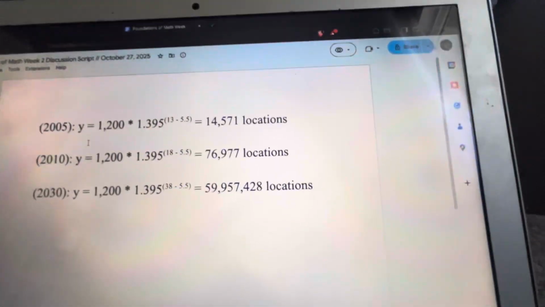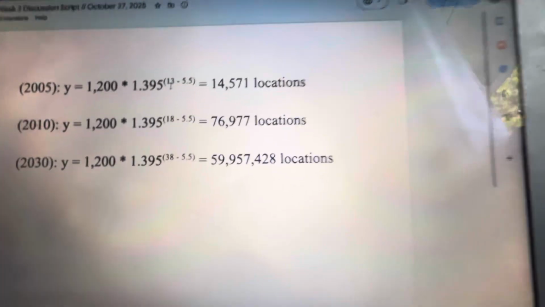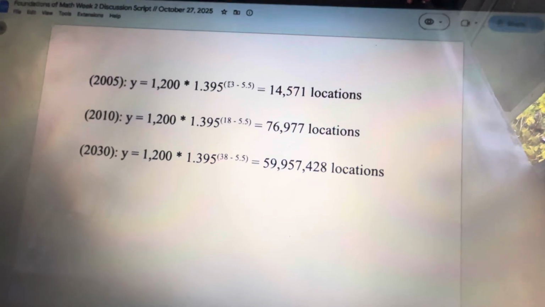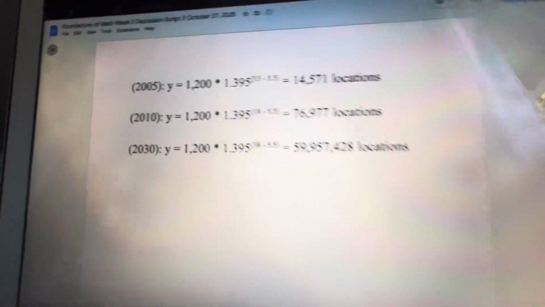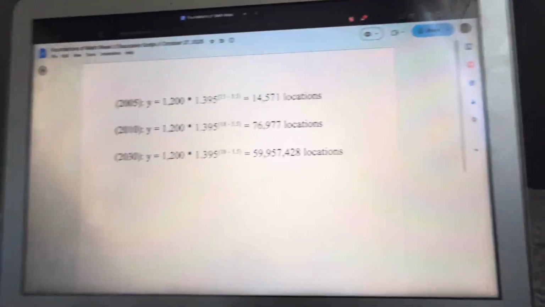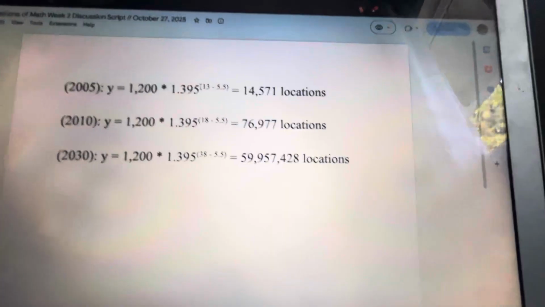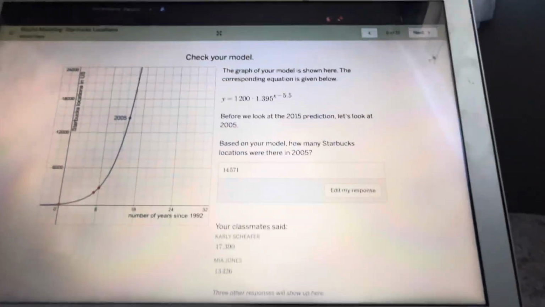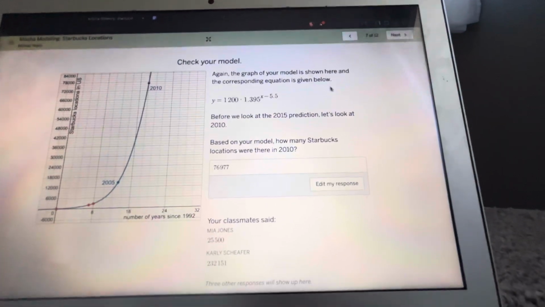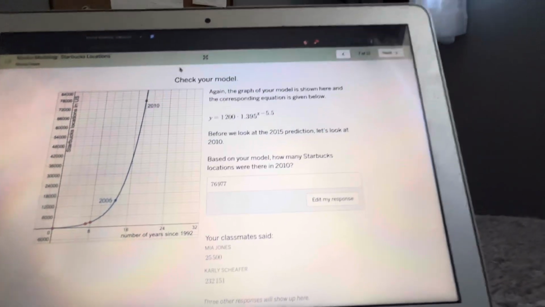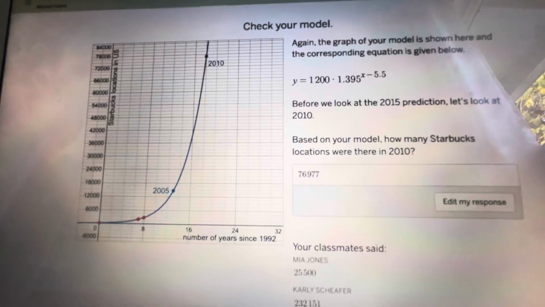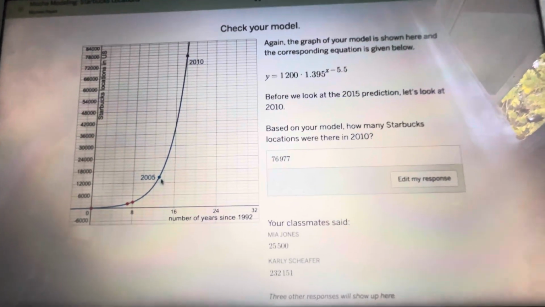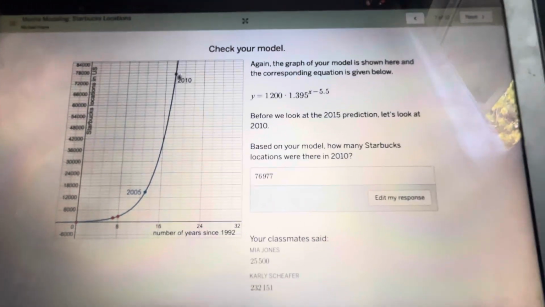And over here, you plug in the number 13 for x, because there's 13 years in between 1992 and 2005, and we get 14,571 locations. Doing the same for slide 7. This is what the model looks like with 2005 here and 2010 here.